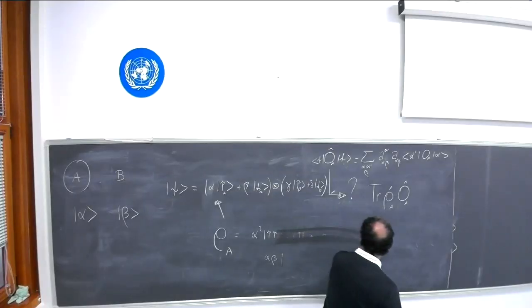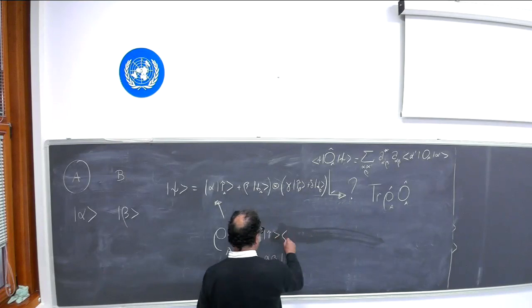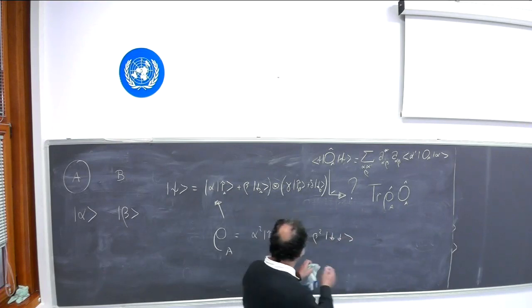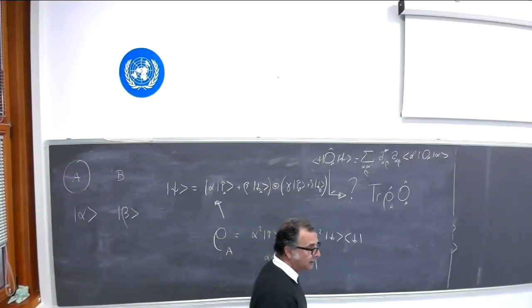Oh, sorry, I just made a mistake. So we have alpha square up, plus beta square down, okay? Then you have to add the beta part down, but it must be in density matrix form. Professor, I think you missed the constants gamma and delta in the first two terms. Yes, I did it and I think I'm right.